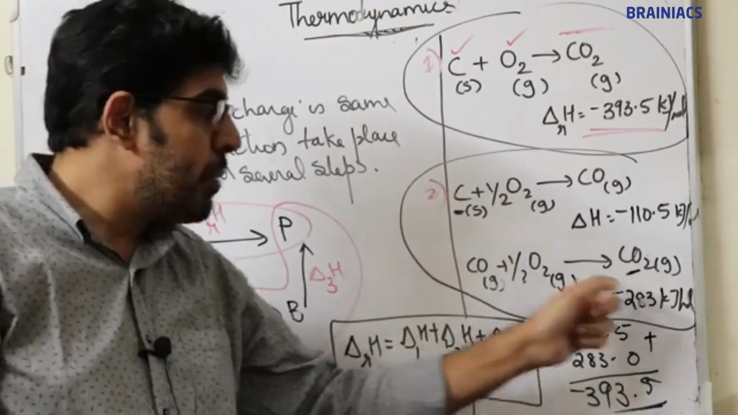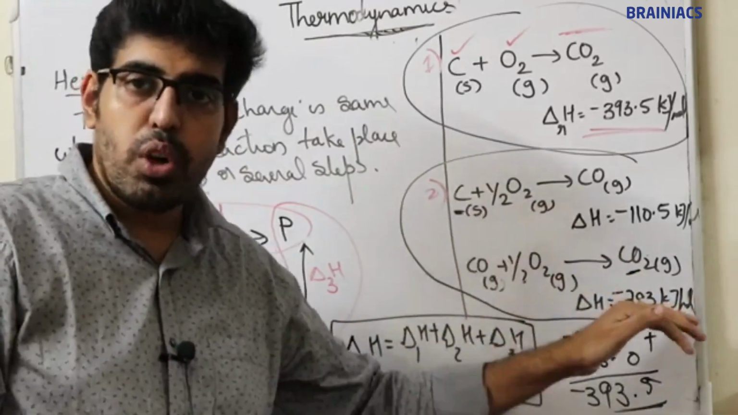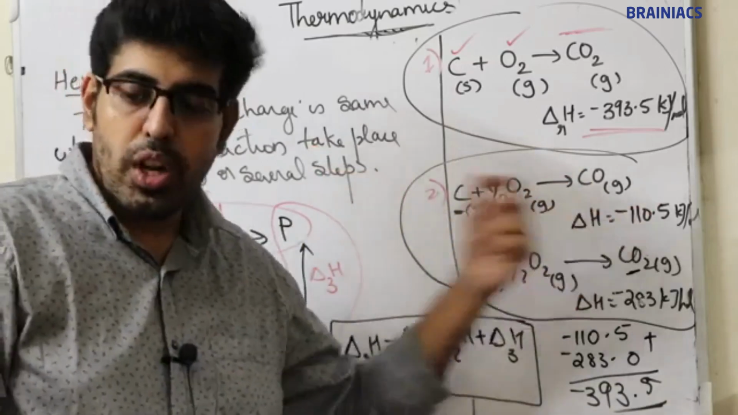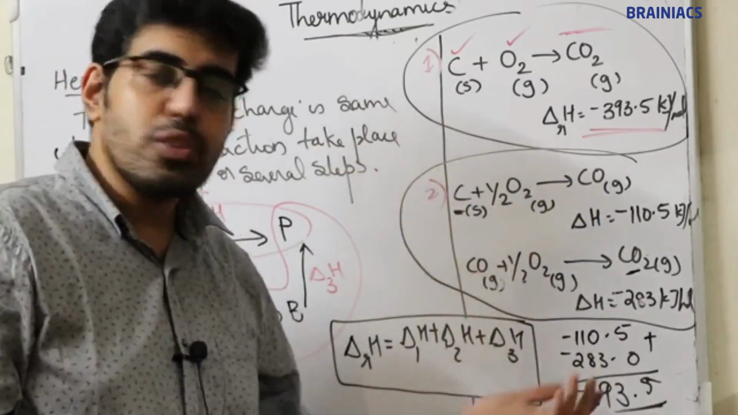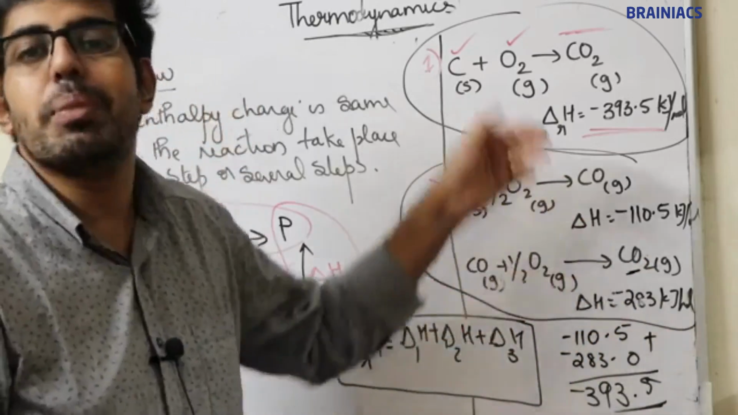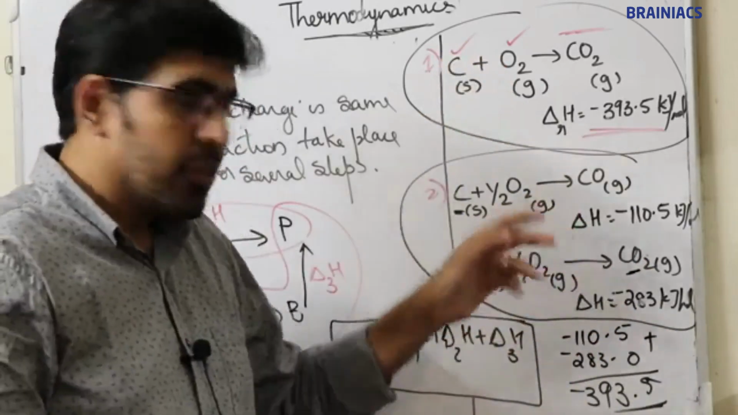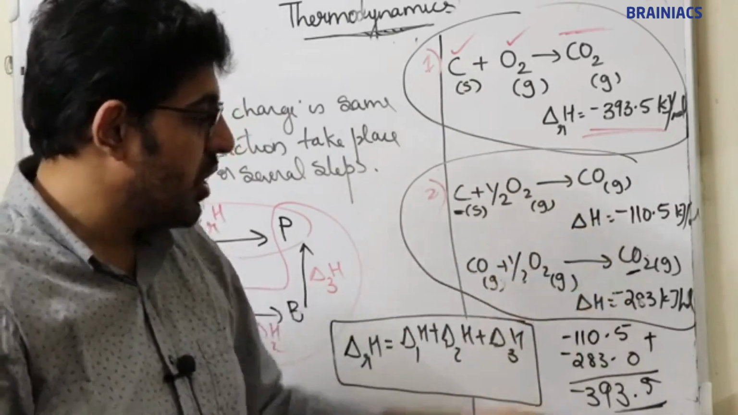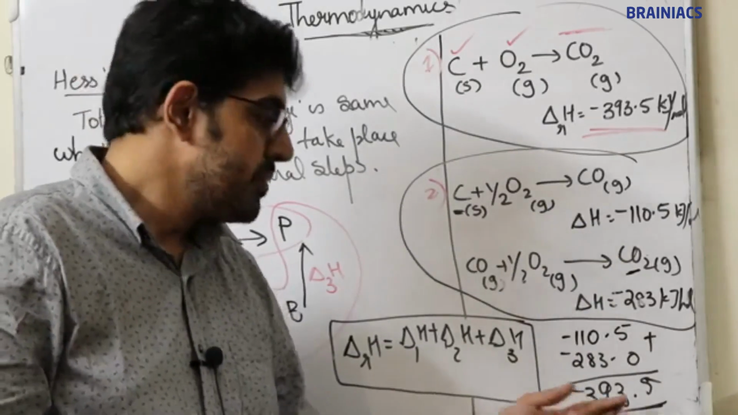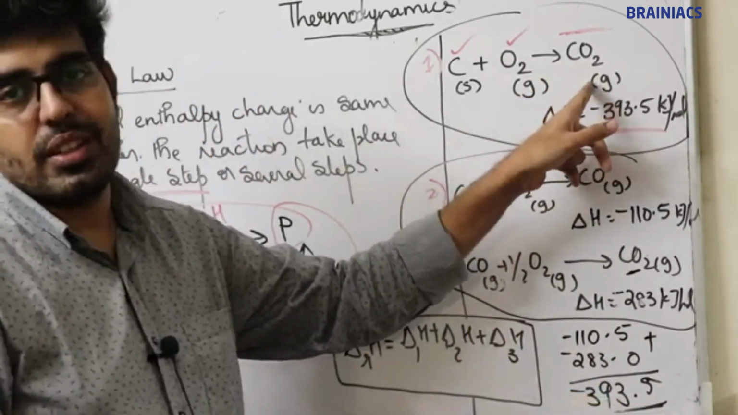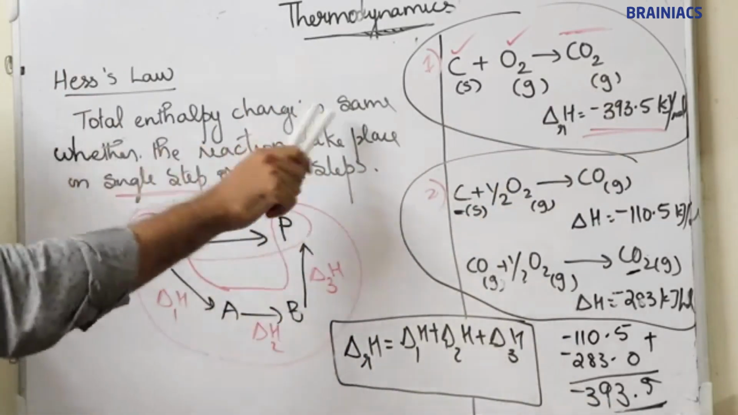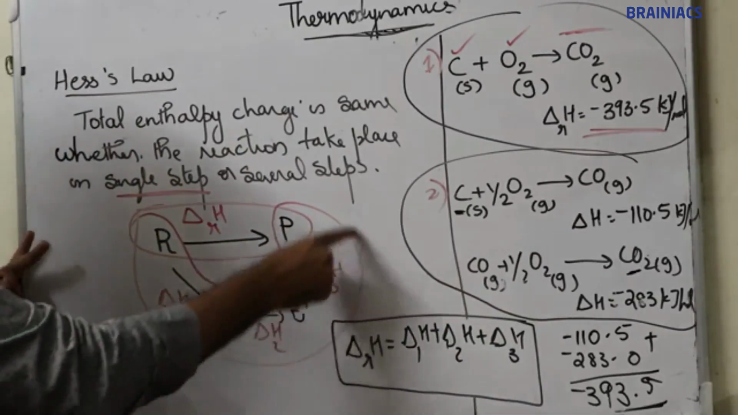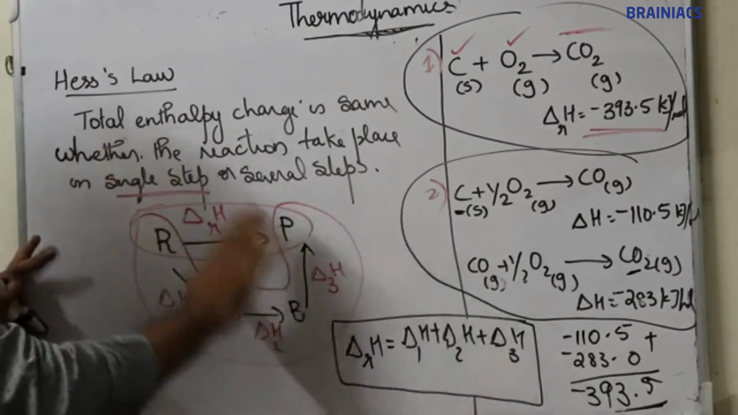Here carbon is converted to carbon dioxide in two steps. First step, carbon reacts with oxygen to produce carbon monoxide. That carbon monoxide again reacts with oxygen to produce carbon dioxide. So here the reaction takes place in two steps. When you add the enthalpy changes of these two reactions, you will get minus 393.5, which is similar to this reaction. This is Hess's law. Total enthalpy change is the same whether the reaction takes place in a single step or by taking a number of steps. Total enthalpies always remain constant.